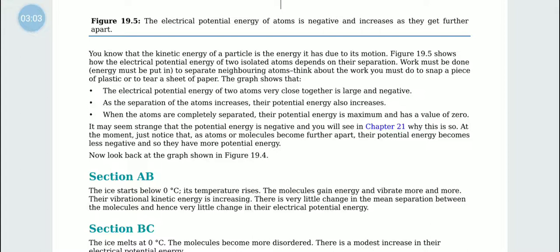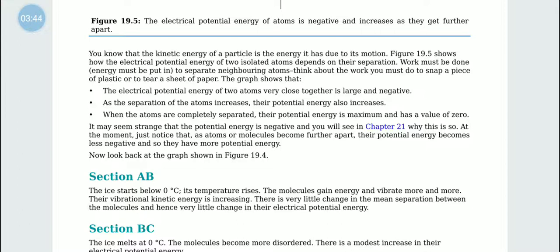It may seem strange that the potential energy is negative, and you will see in chapter 21 why this is so. At the moment, just notice that as atoms and molecules become further apart, their potential energy becomes less negative, and so they have more potential energy. You have to remember 0 is the highest potential. So if the negative value is higher, it has a lower potential energy.